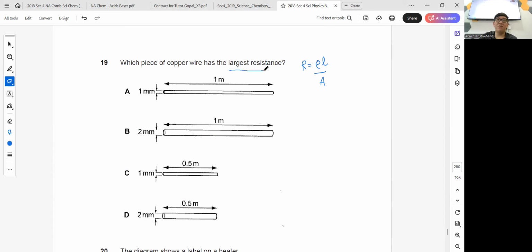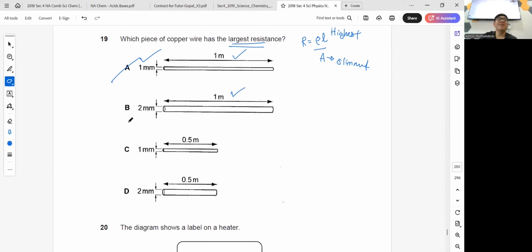Okay, you want to find the largest resistance. So what do you need? You need the highest, the longest, and the slimmest for A. So you want to make R as big as possible, the longest length. So this one, but the slimmest cross-sectional area is this one. So it's A. Clear? Yeah.